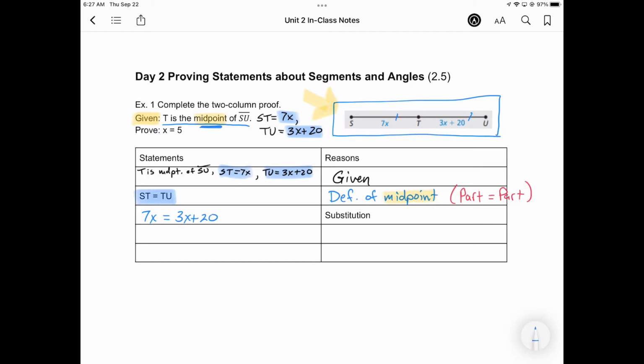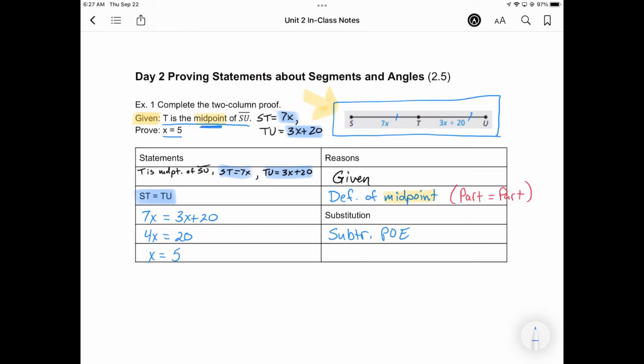The first thing we want to do is subtract the 3x from both sides. If we subtract 3x from both sides, we get 4x on the left and 20 on the right. And since we subtracted 3x from both sides, that would be the subtraction property of equality, remember from last lesson. And then we need to divide both sides by 4 to solve. So we write x equals what the result is of doing 20 divided by 4. 20 divided by 4 is 5.